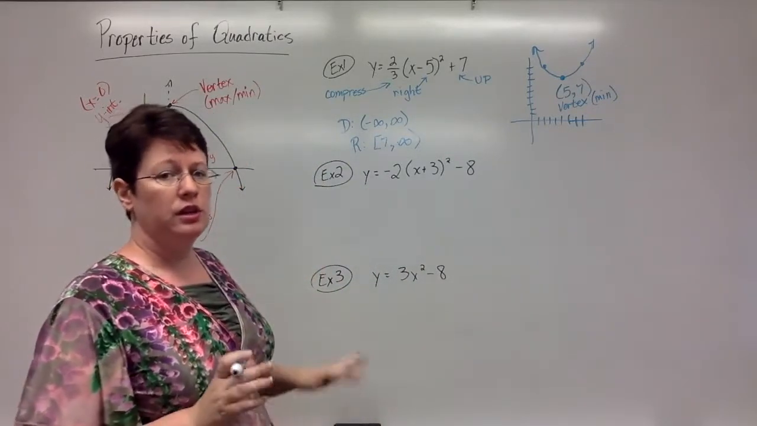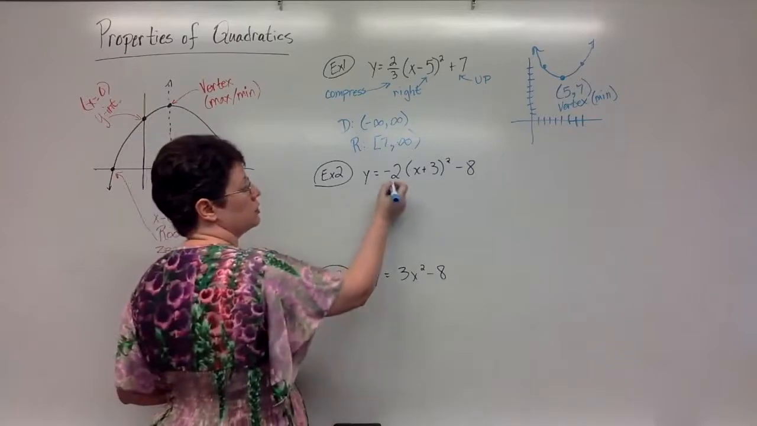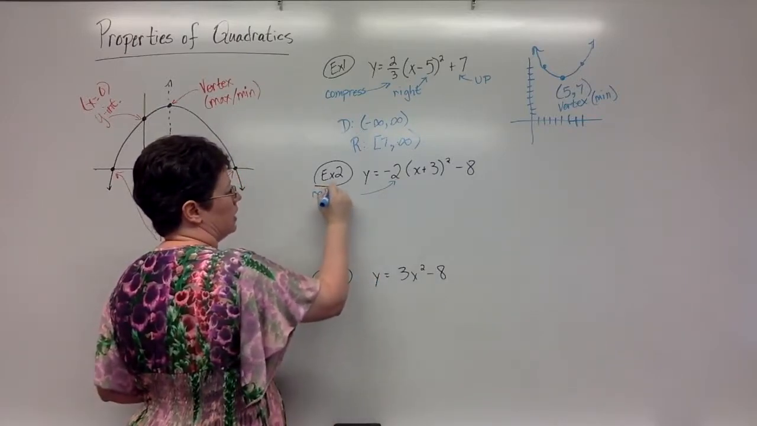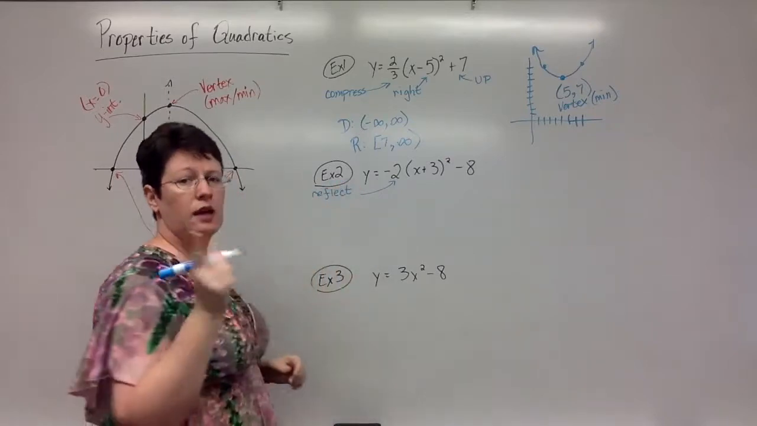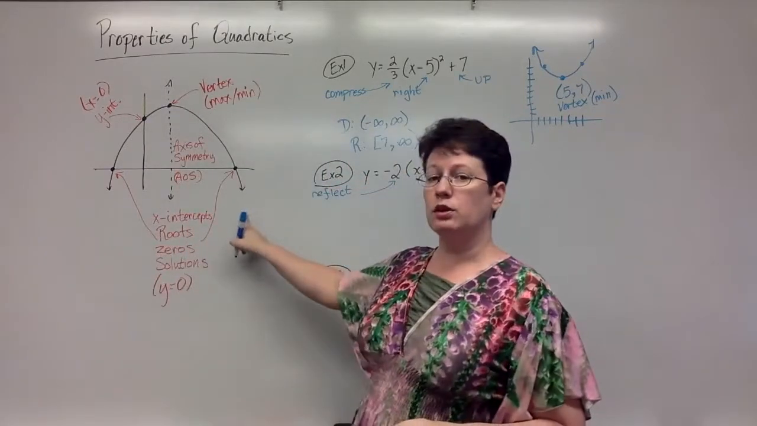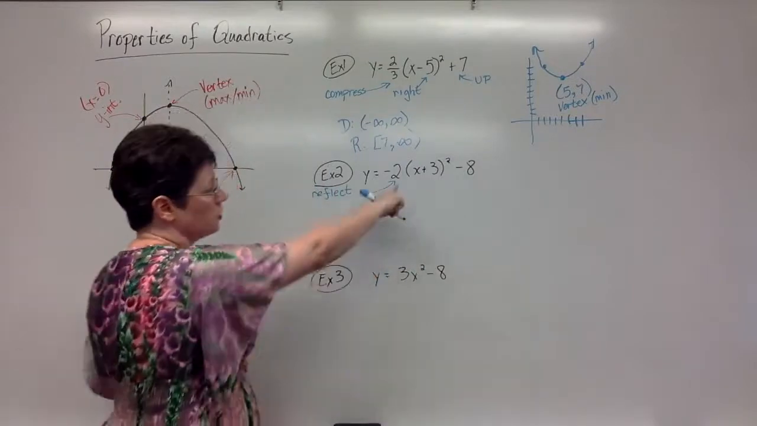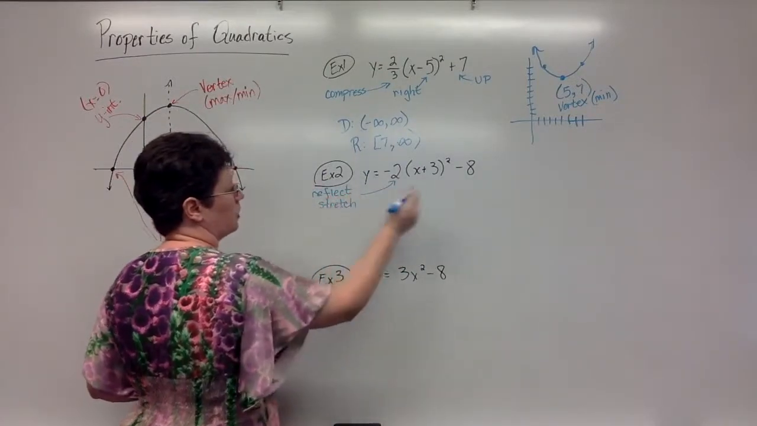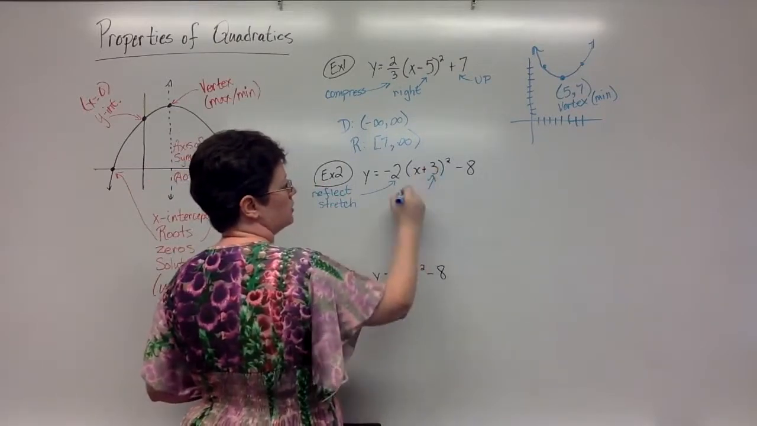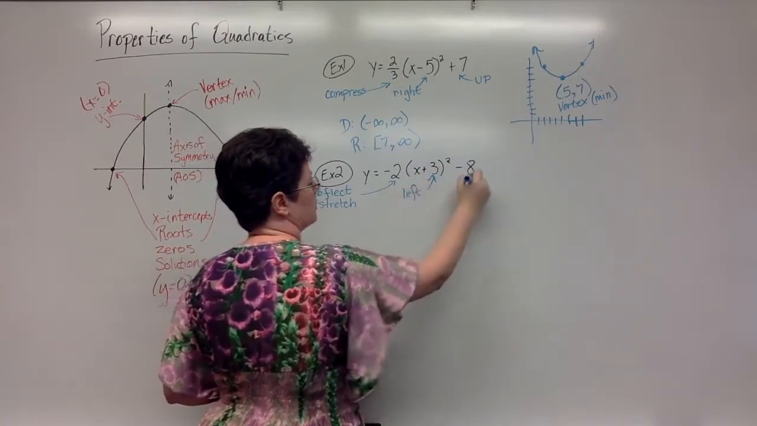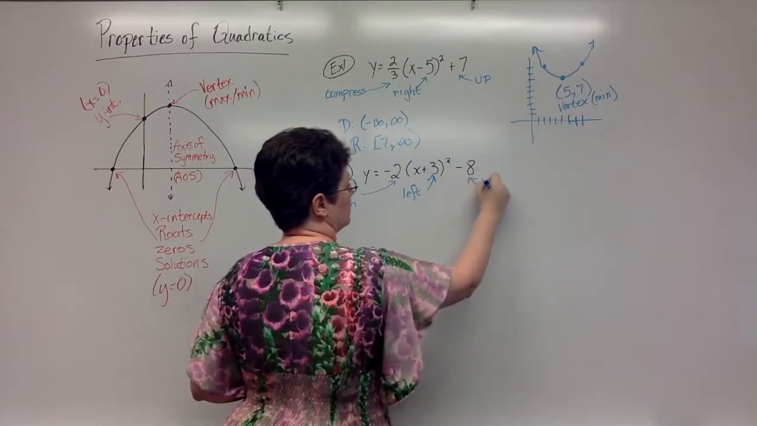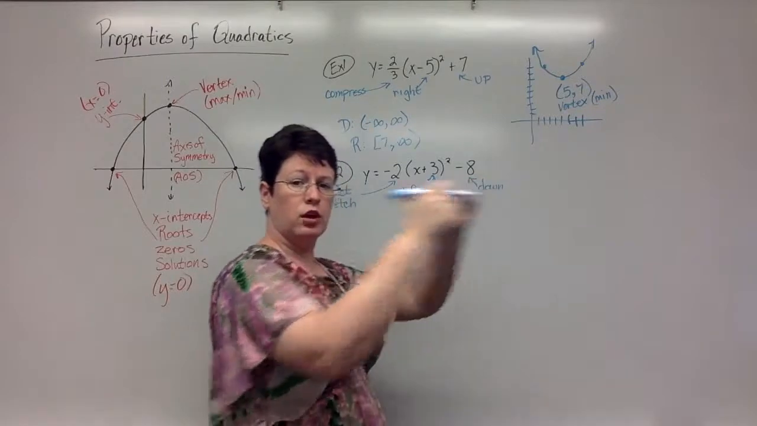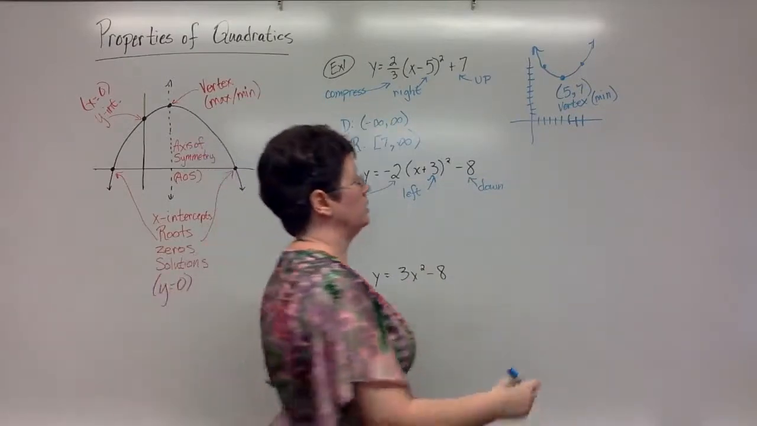Let's look at number 2. Same thing, start with your transformations. Number out front, I notice it's negative, so it's going to reflect. That means this parabola is going to be facing down. It's a whole number, so it is a stretch. The 3 inside is positive, so it's going to move to the left. And the 8, because it's negative, moves it down. So on my graph, I'm going to go left 3, down 8.